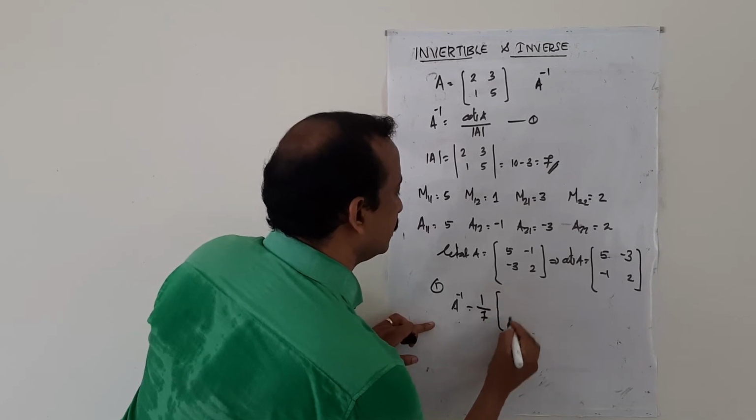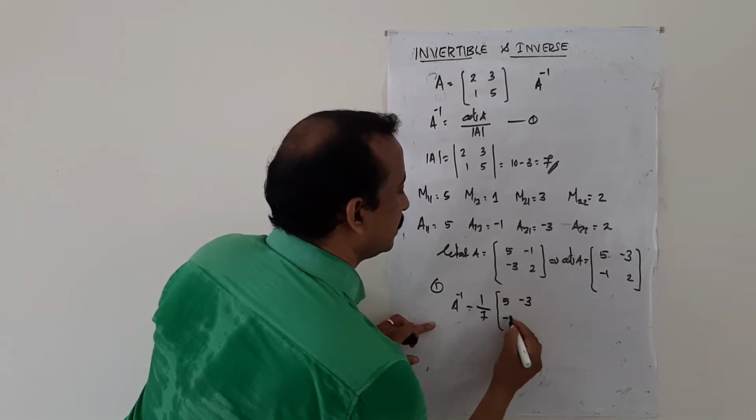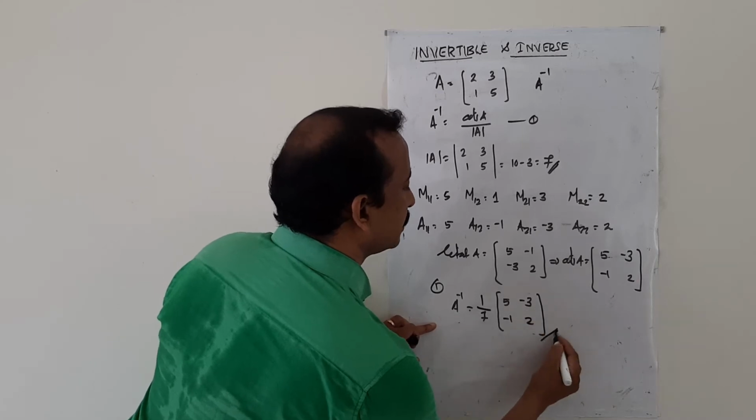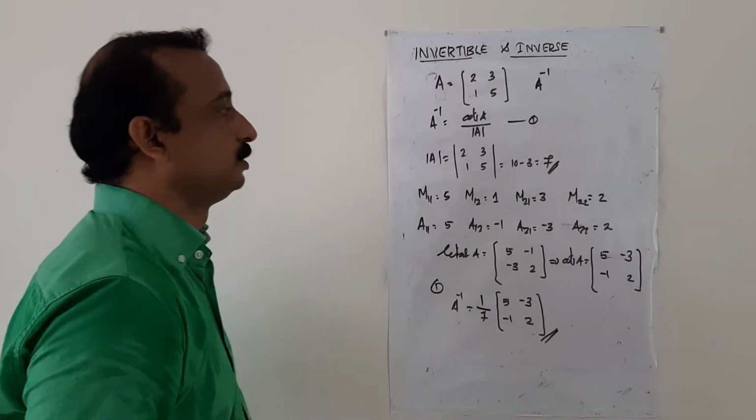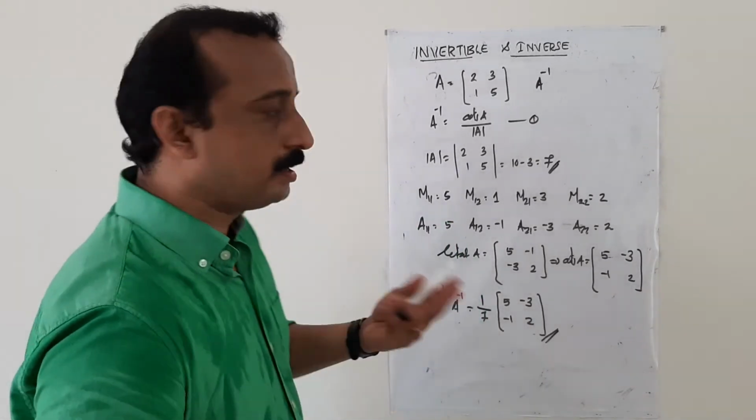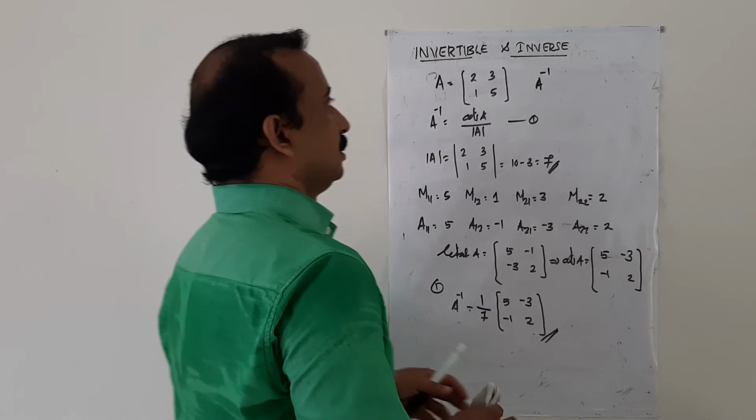1 by 7 into [5, minus 3; minus 1, 2]. That's all. That is the inverse of the 2 by 2 matrix [2, 3; 1, 5]. Now let's discuss one more question.